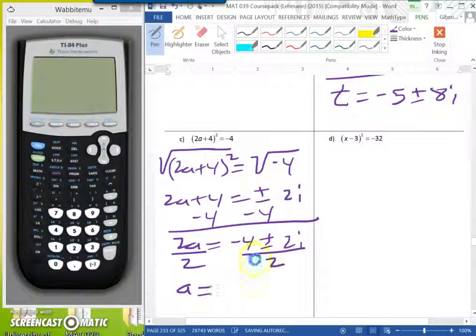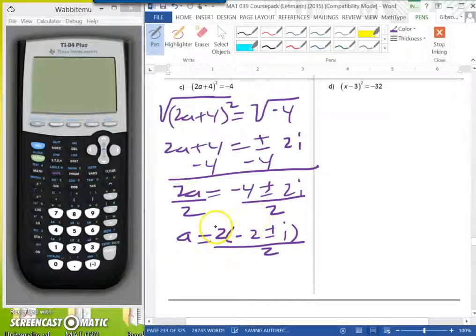We have a is equal to, now negative 4 and 2i both have 2 in common, so we can factor out a 2. That will leave us negative 2 plus or minus i, all divided by 2. These 2's will simplify out, and a is equal to negative 2 plus or minus i. And that will be the final answer for C.